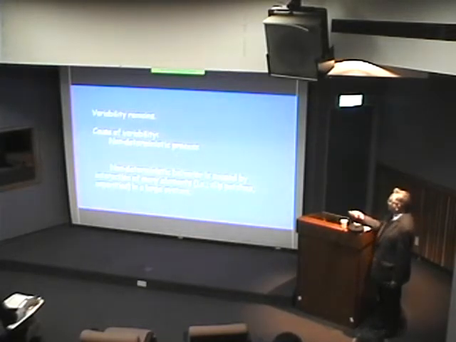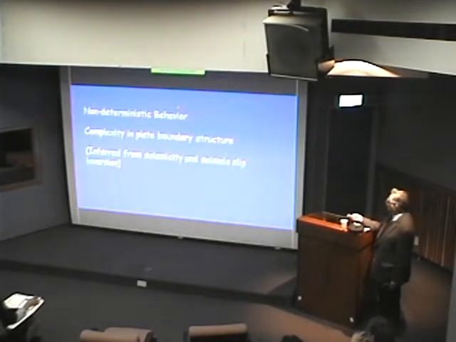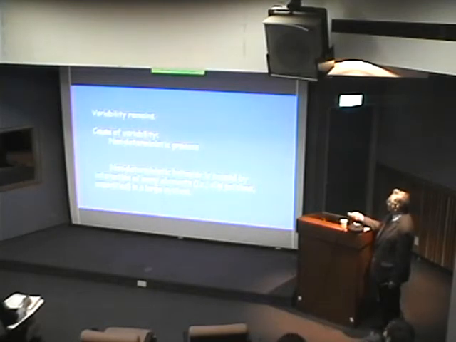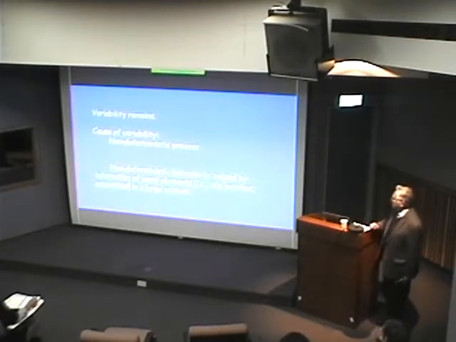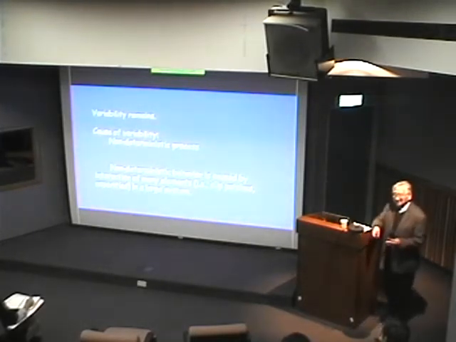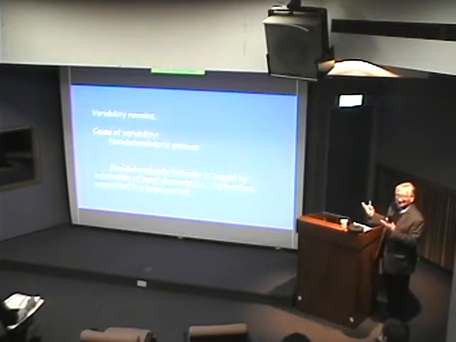Okay, so what is the cause of variability? It's a non-deterministic process, like triggering, that sort of thing. Non-deterministic behavior is caused by the interaction of many elements, like slip patches or asperities in a large system. And this is really the element of a chaotic system. In many cases, it's deterministic. To some extent, everything must be controlled by physics. So to some extent, everything is deterministic.